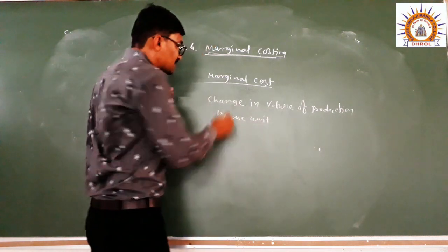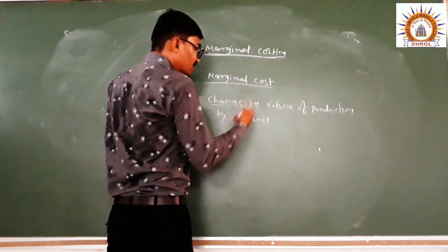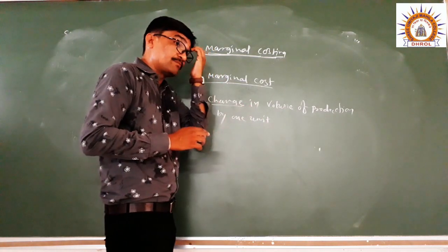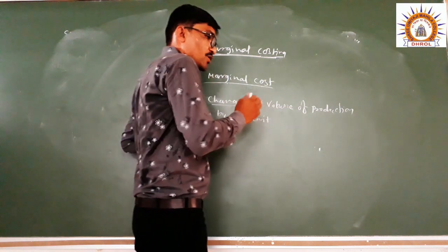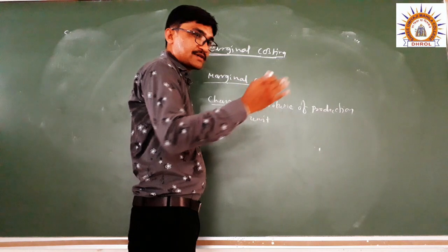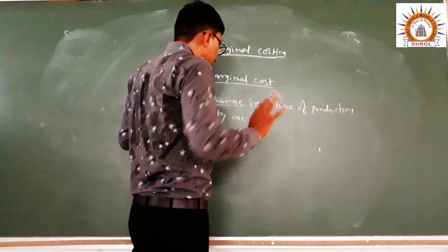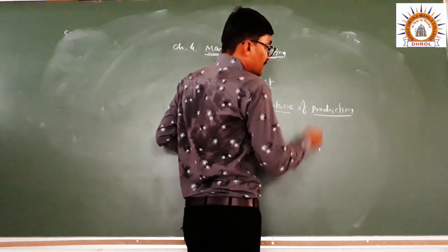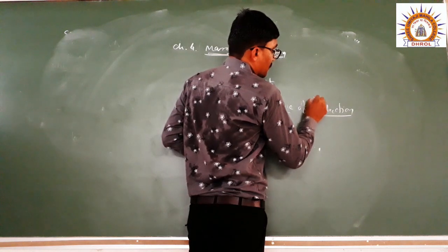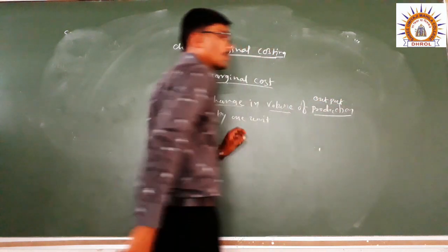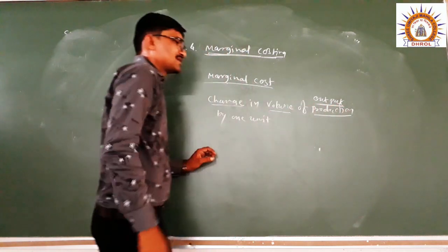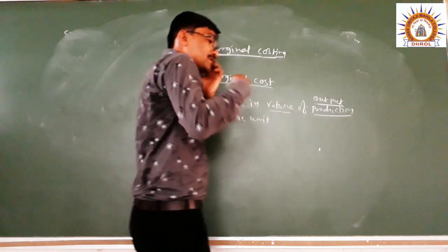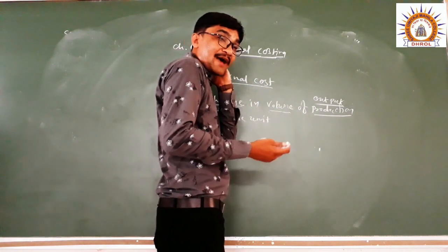What is changing? In which activity is the change? Suppose there are different types of activities running in the manufacturing process: production activity, production process, work in progress, and all the things. The change is in volume of production, and instead of production you can also call it volume of output. Both words are very similar. By 1 unit, or by additional 1 unit.